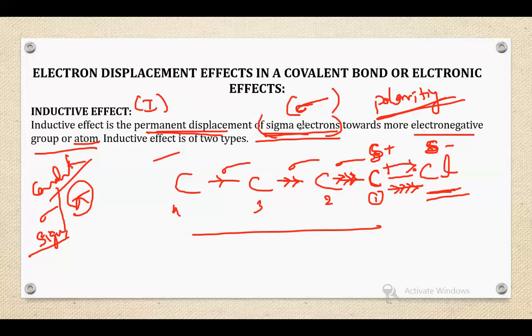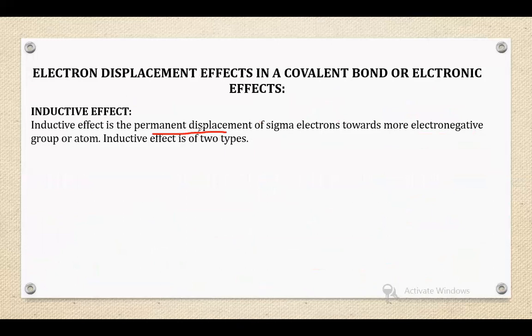stated like this: the process of displacement of sigma electrons along a saturated carbon chain due to the presence of a polar covalent bond at one end of the chain. I don't want to make it complicated, so make it simple: sigma electrons shifted to a more electronegative group. That is called the inductive effect. It is a permanent effect, a permanent displacement of sigma electrons.